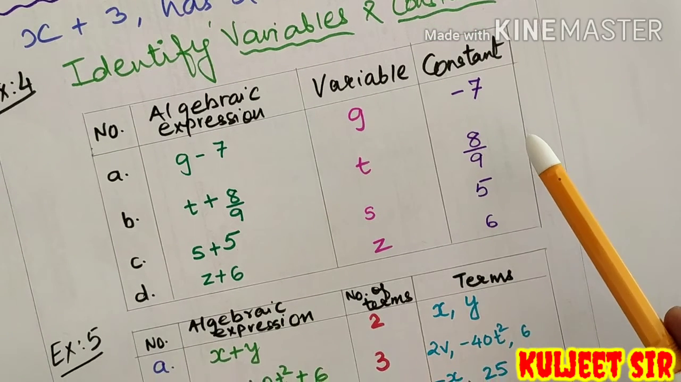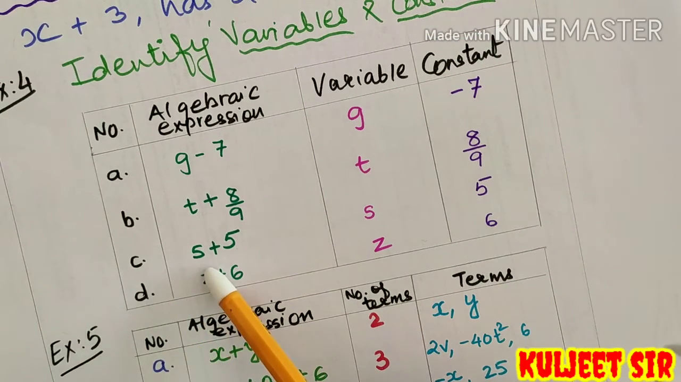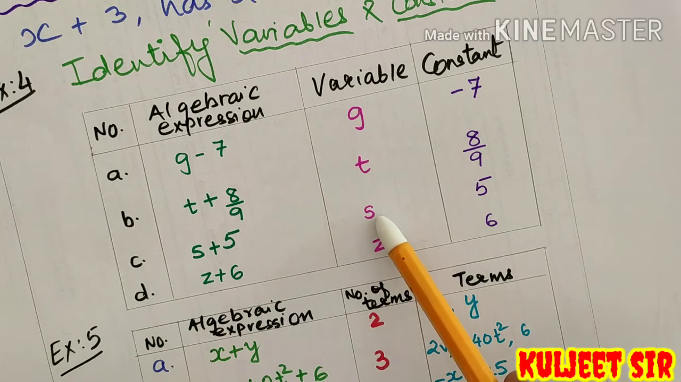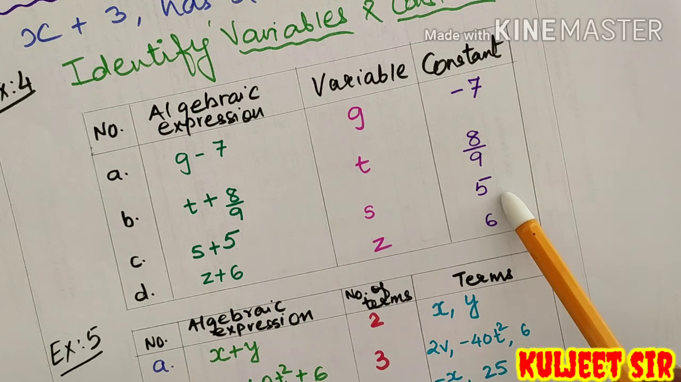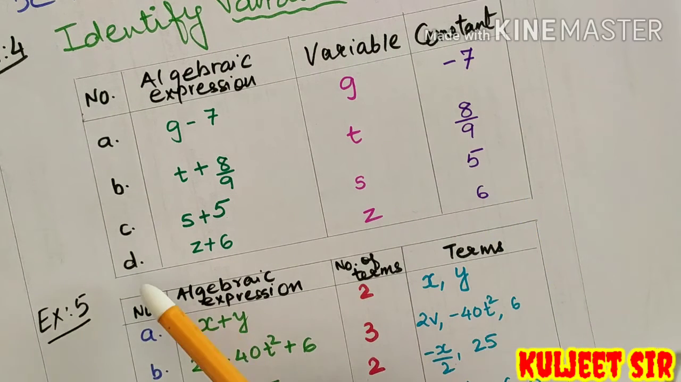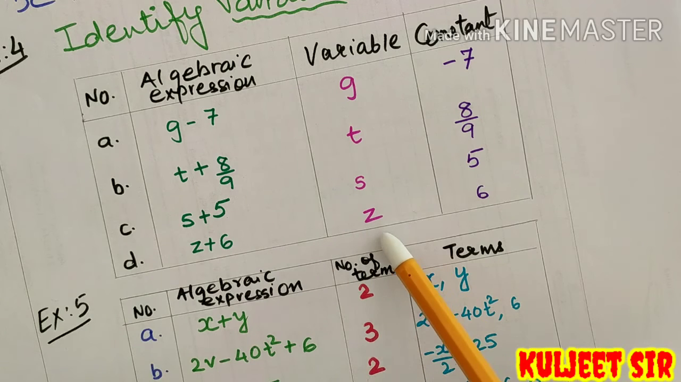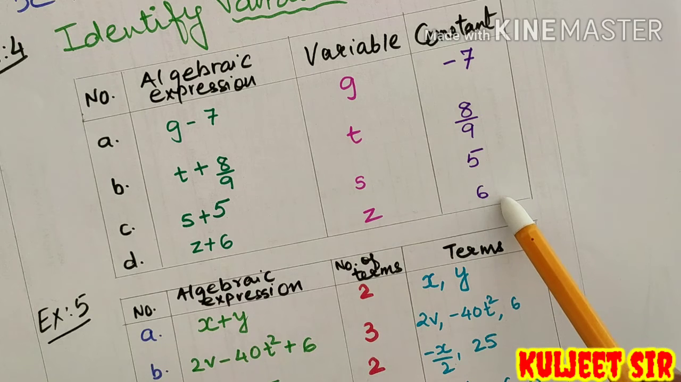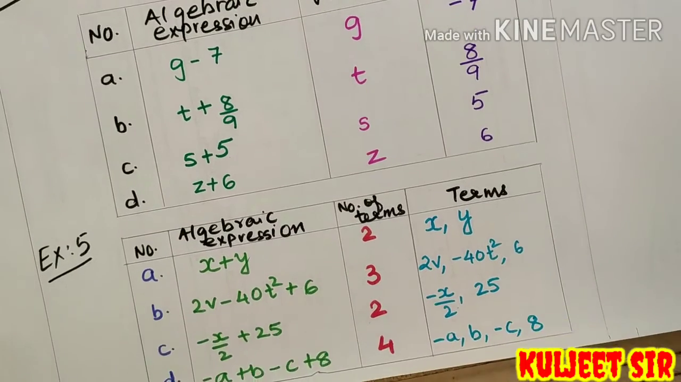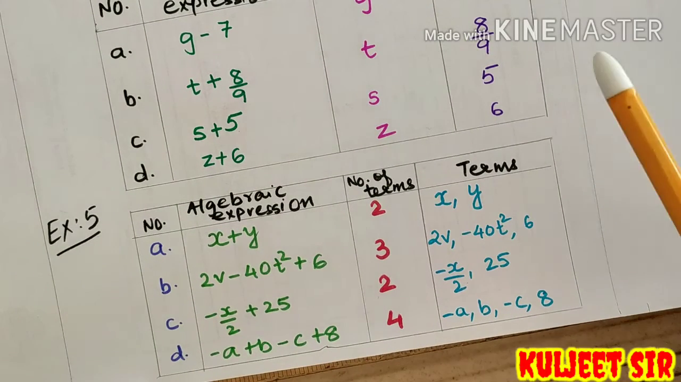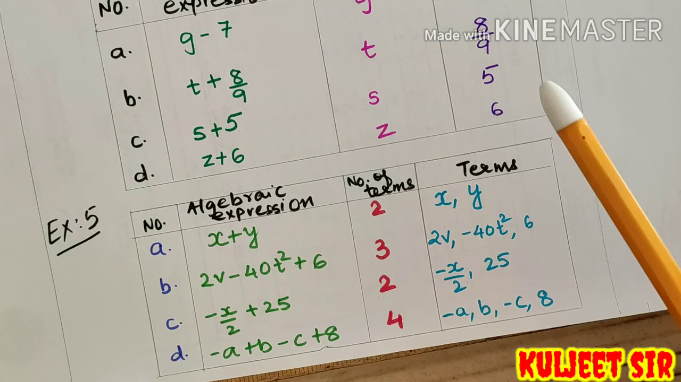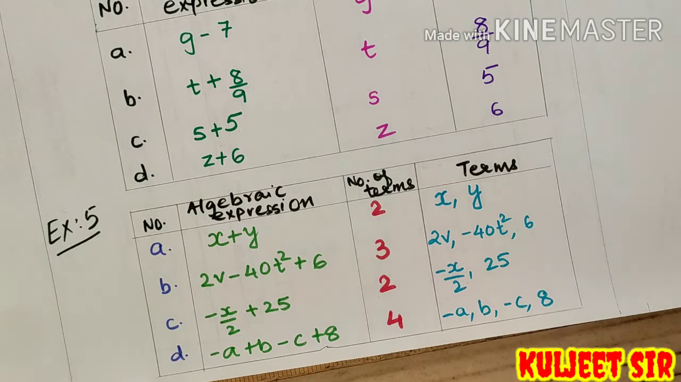Similarly, we take example number C. s plus 5. s is again the variable and 5 is the constant. D. z plus 6. The variable is an alphabet of the English ABCD, z, and the constant is 6. Now the table below, example number 5, will give you a clear idea. It shows the terms in some algebraic expressions.